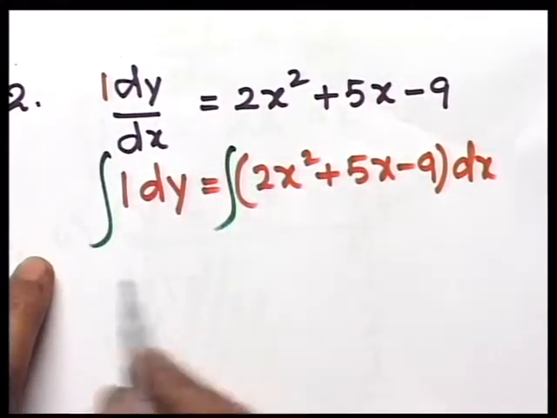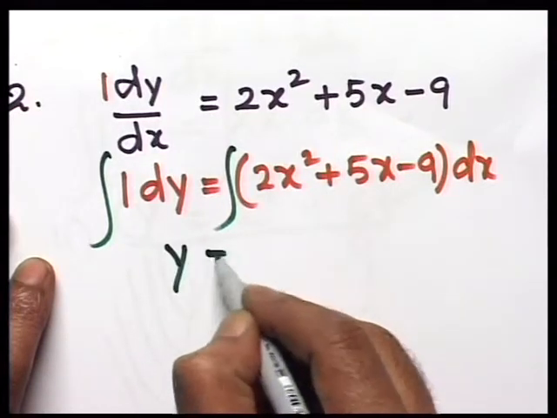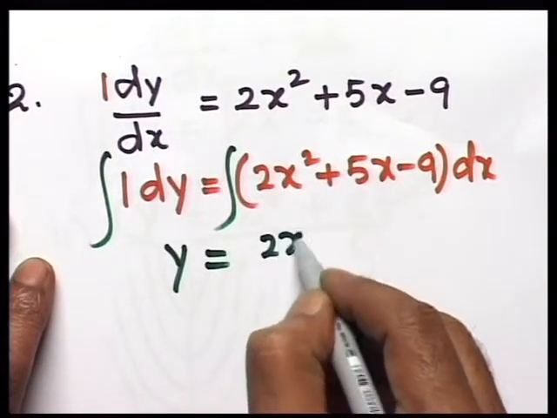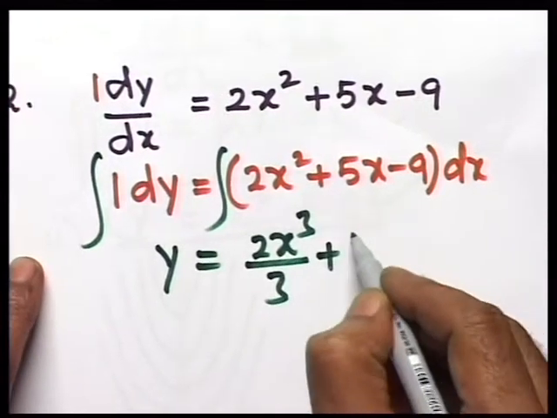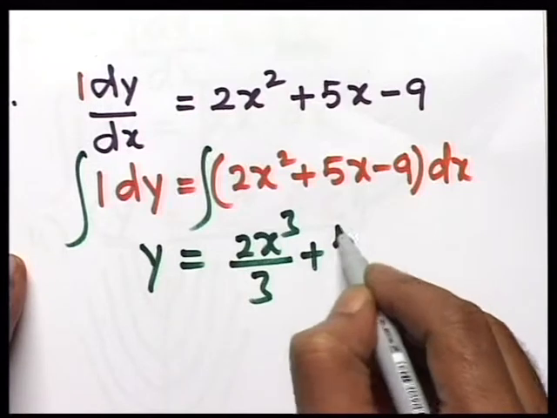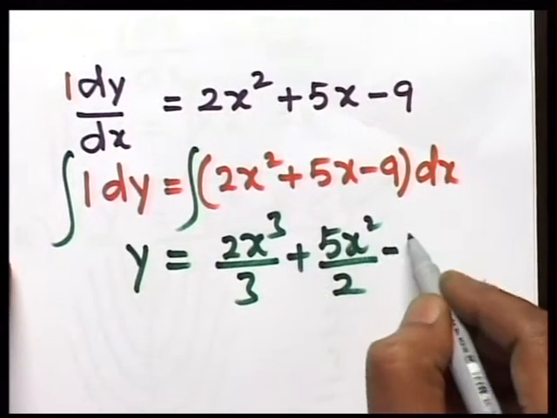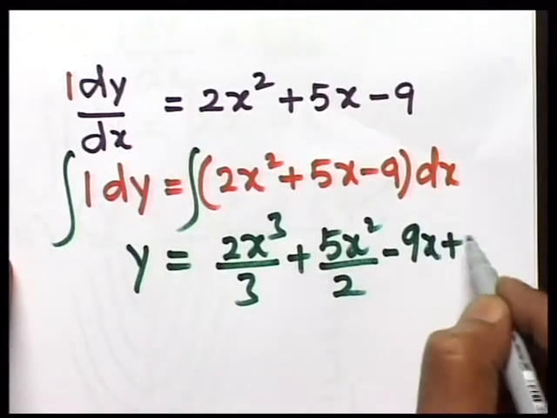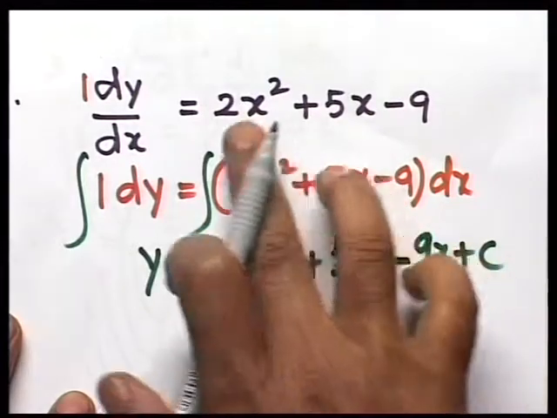So if we integrate 1 with respect to y, we have y equals 2x cubed divided by 3, plus 5x squared divided by 2, minus 9x, plus c. Okay, so that's the general equation of the question.